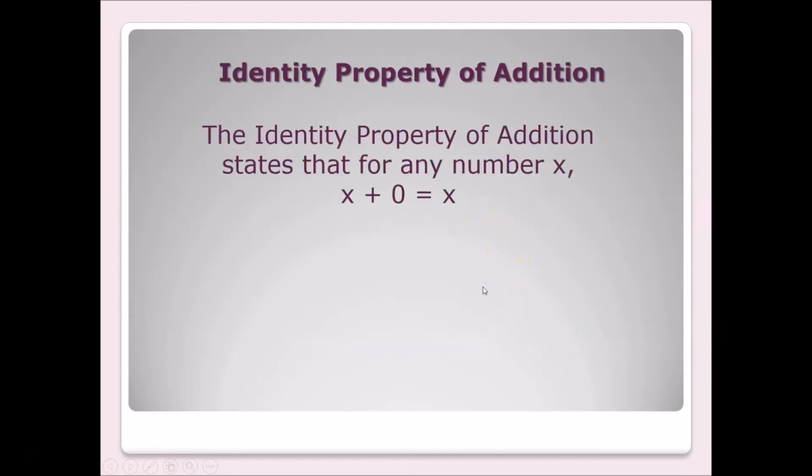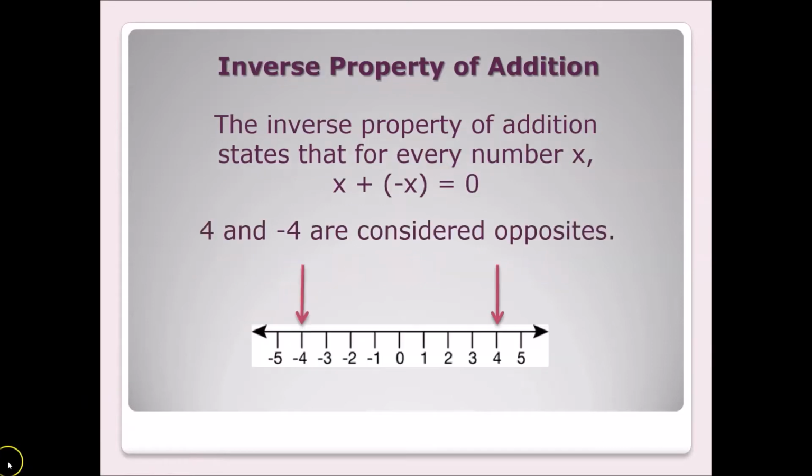The identity property of addition. It states that for any number x, x + 0 = x. Everybody knows this. Any number added to 0 is equivalent to the original number. So 5 + 0 = 5. 3/4 + 0 is still 3/4. Whatever number is added to 0 will give us the same original number.